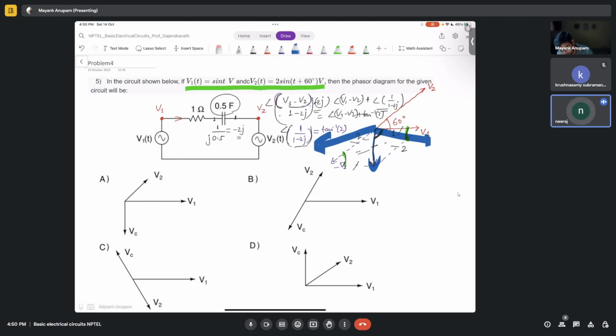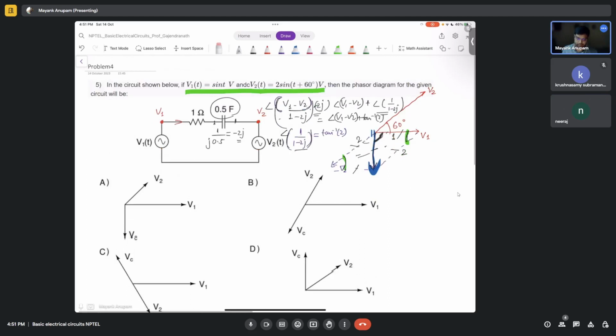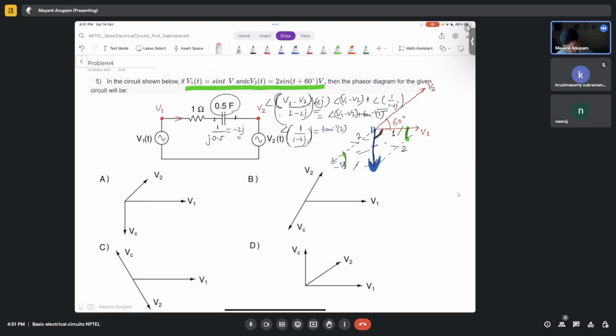So in that case, either option A or option B is correct, and that you can simply find out by putting the numbers. What is the exact angle? But you understand the idea here, right? If you put the numbers, you will get the exact angle where it will be. The idea here was to make you understand the way you have to deal with phasors, the angles, how things rotate.